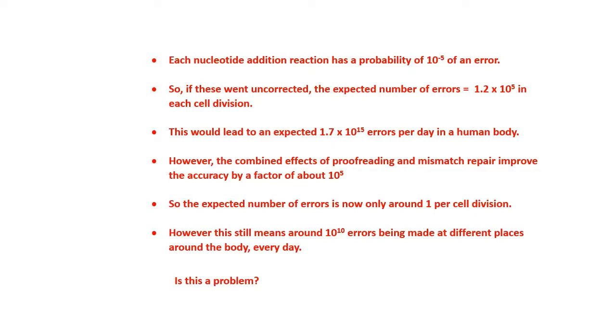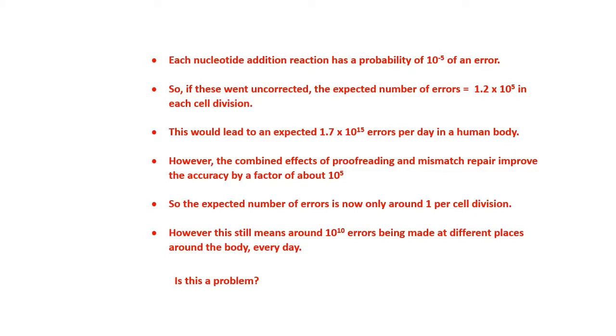But we've improved that situation dramatically by recognizing that these two mechanisms of proofreading, which is done by the polymerase itself, and then mismatch repair, which is done by other proteins which come in immediately in the wake of the polymerase, their combined effect improves the accuracy by a factor of about another 100,000. So now, instead of 120,000 errors per cell division, we're only going to get just over 1 on average per cell division. And that's a huge improvement.